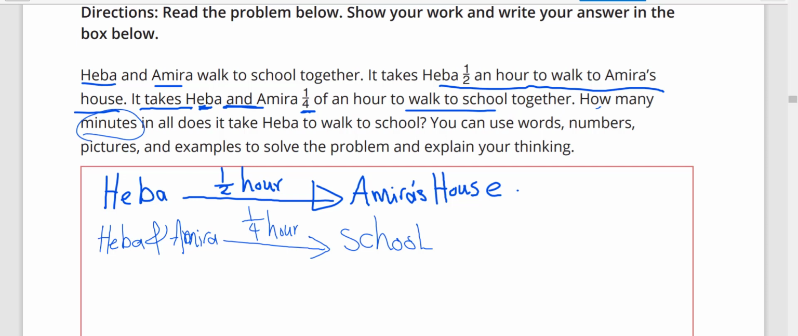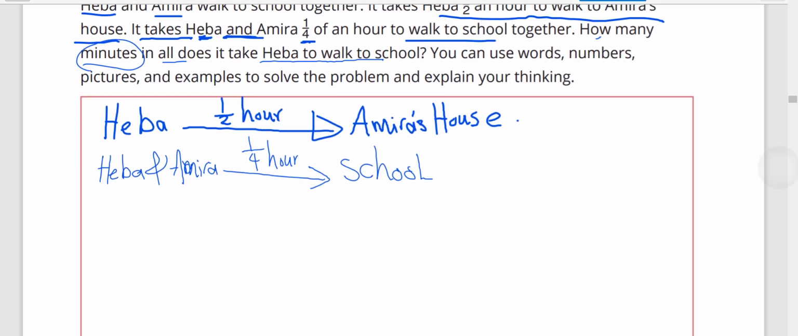How many minutes in all does it take Hiba to walk to school? You can use words, numbers, pictures, and examples to solve the problem and explain your thinking. Okay. At the first, Hiba takes half hour to Amira's house. Then Hiba and Amira take a fourth hour to school. So Hiba takes what to reach school?